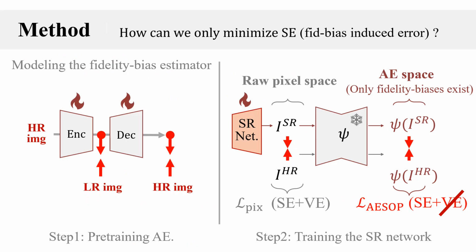Now, overall, our method can be summarized as first, pre-training an autoencoder as in the left side of this slide, and then substituting the original LPIX with the proposed autoencoded loss. This enables us to only reduce SE while preserving VE, which was impossible under conventional per pixel reconstruction loss, indicated as LPIX.